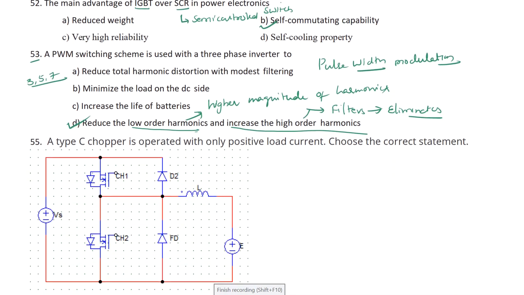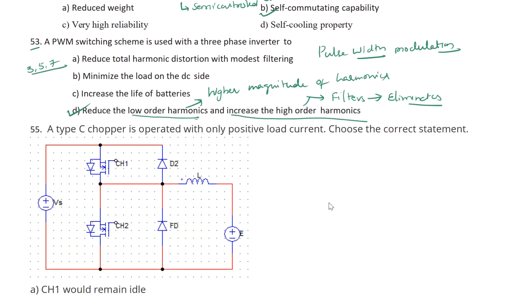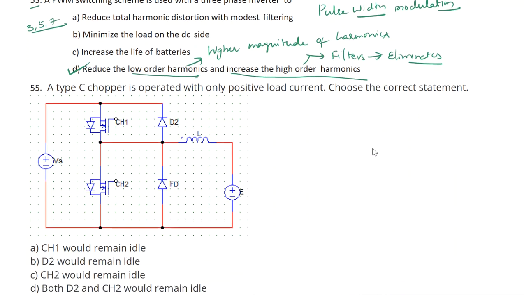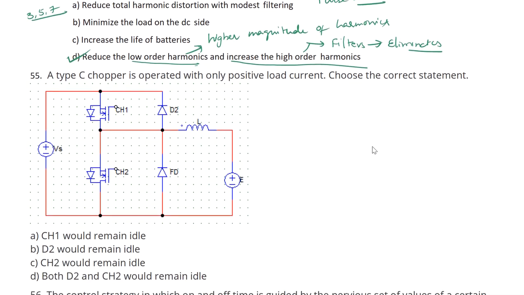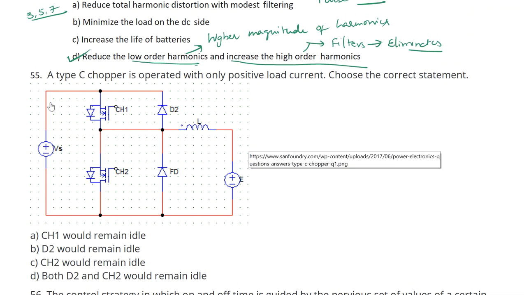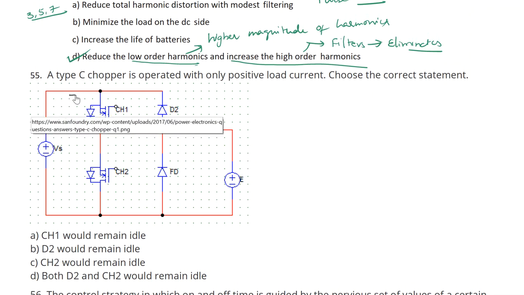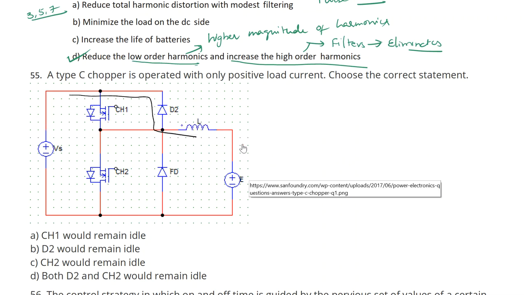Okay, next one. A chopper circuit is operated with only positive load current. Choose the correct statement here. So see the circuit diagram here. A type C chopper is operated with only positive load current. Positive load current means the current has to flow from here to the load, like this.